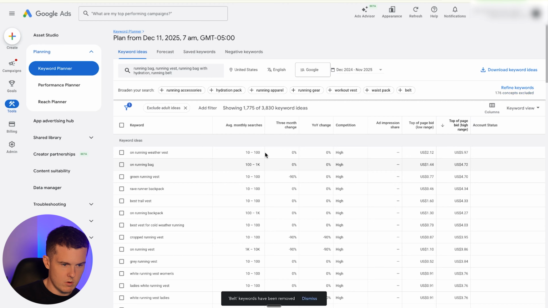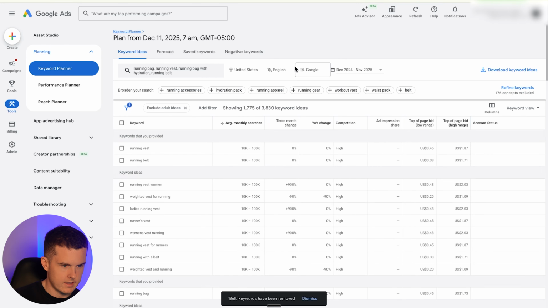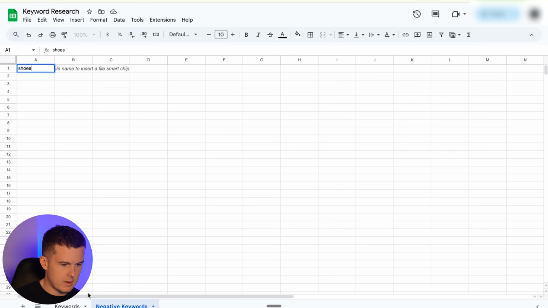I still have a lot of keywords, and that's fine. So the next thing I'm going to do is sort by average monthly searches. So running vest and running belt. Let's go back to my Google Sheets here. What I'm going to do is create basically ad groups here.